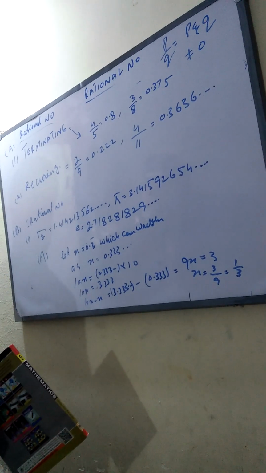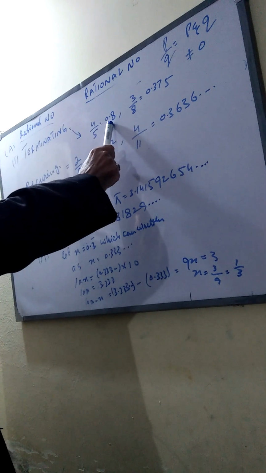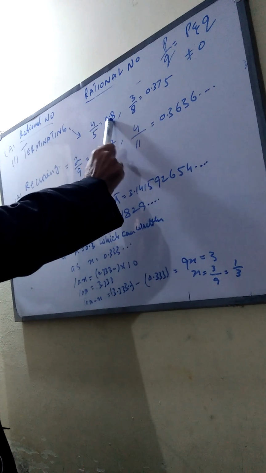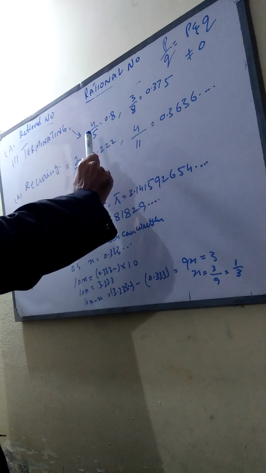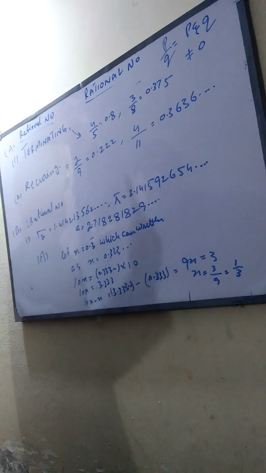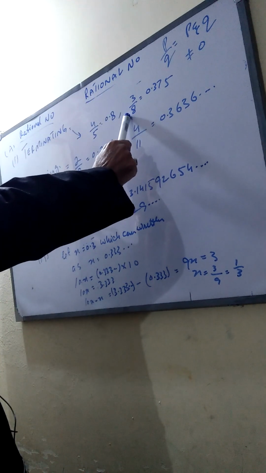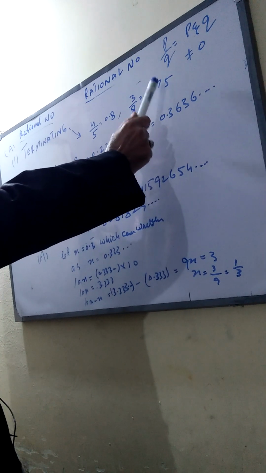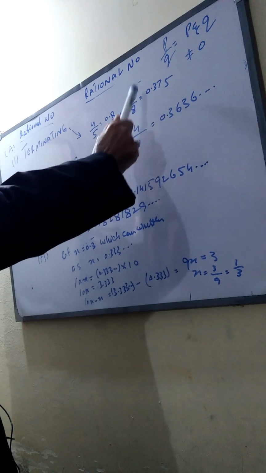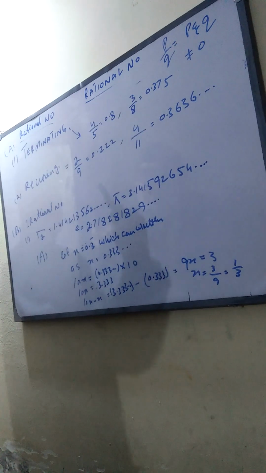Then we will divide by the 5 to the 4 numerator, it will become 0.8. Then it can be completely divisible by 5, so it is called terminating. Then the other number is 3 upon 8. When we divide 3 by 8, it will become 0.375. It can be completely divisible by 8, so it is also terminating. 3 upon 8 is also terminating.